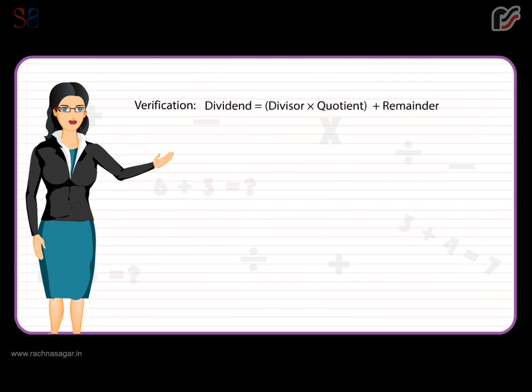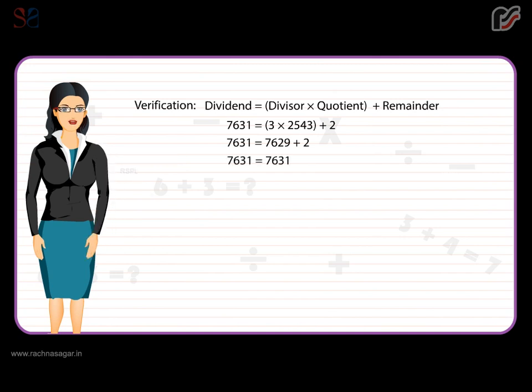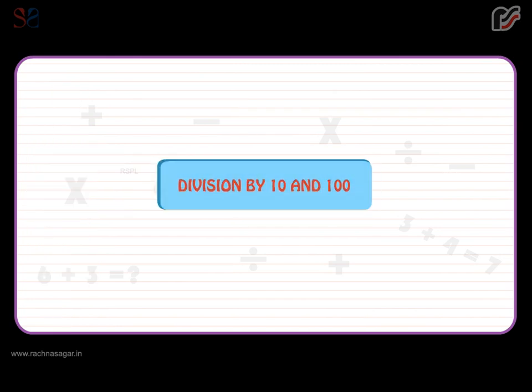Verification. Dividend is equal to divisor multiplied by quotient plus remainder. 7631 is equal to 3 multiplied by 2543 plus 2. 7631 is equal to 7629 plus 2. 7631 is equal to 7631. It is verified.